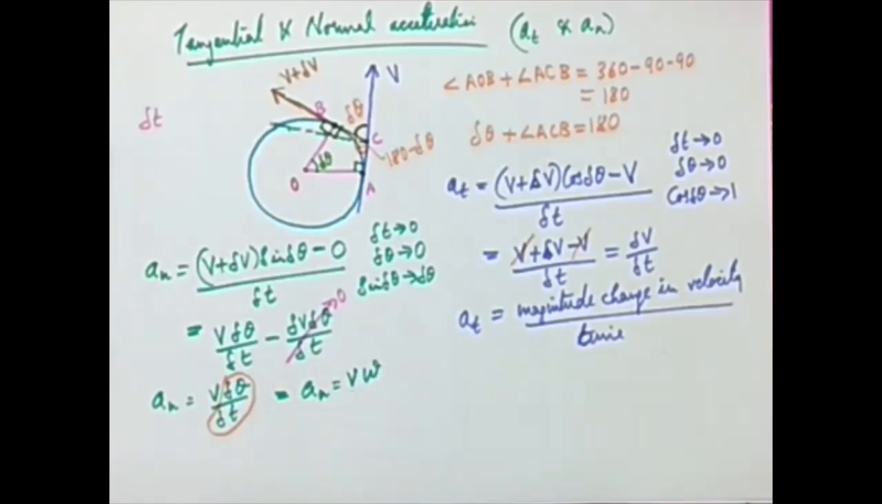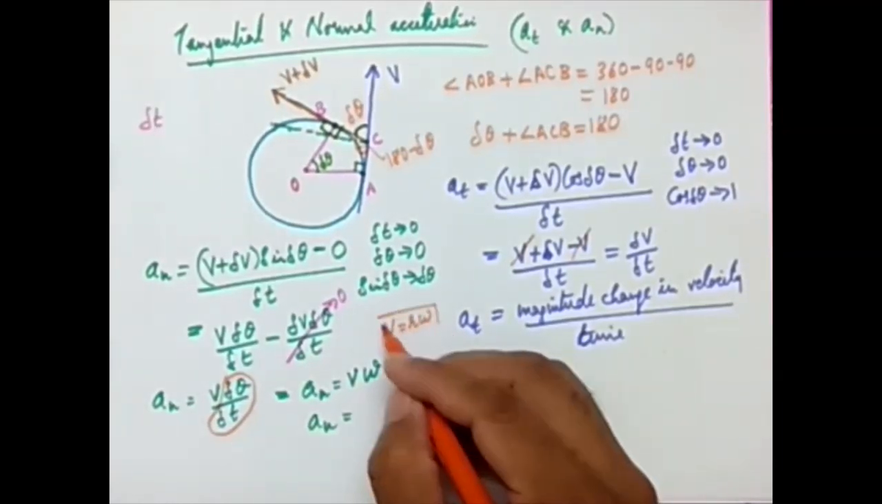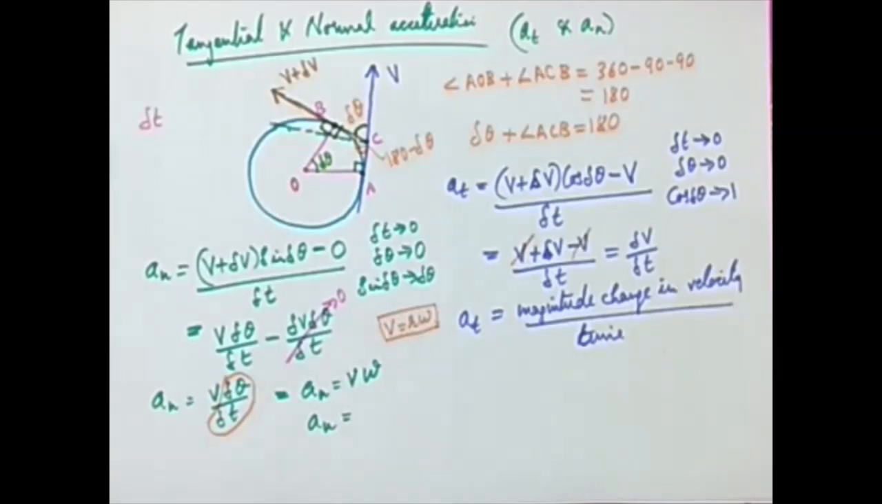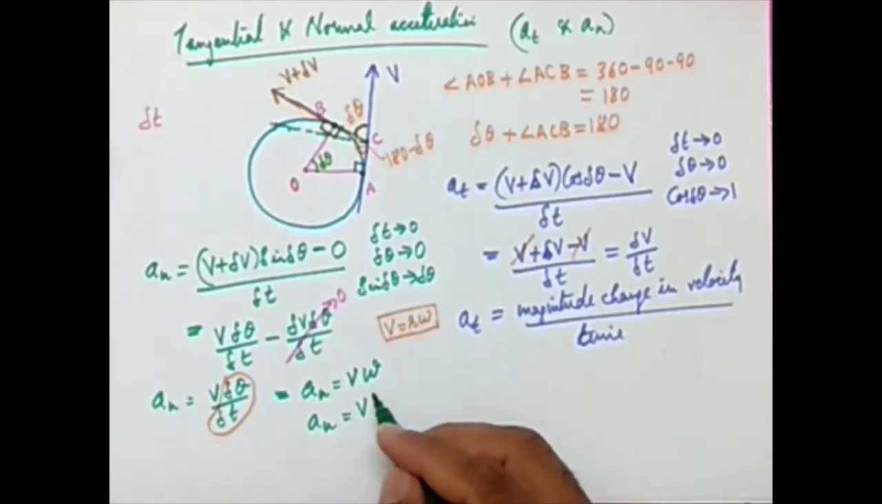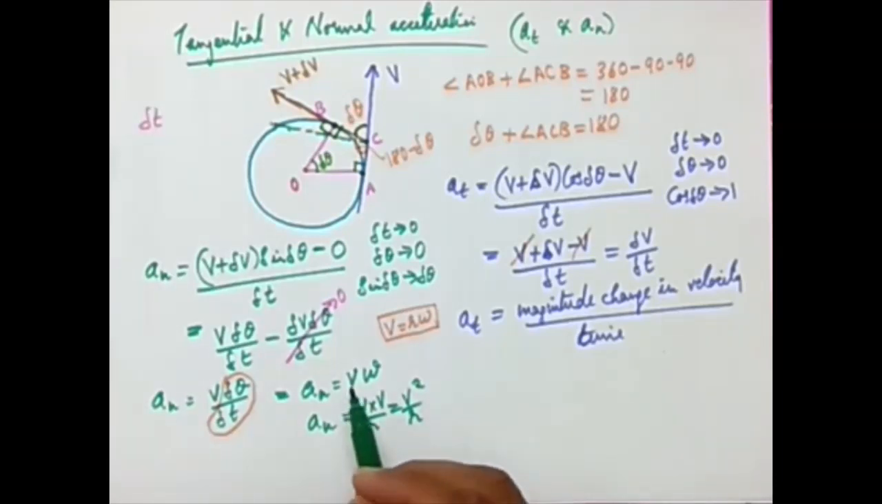Okay, an equal to v omega, or else you can write an equal to, what is the relation between v and omega? Earlier we have seen that. What is v? v equal to r omega, that we have seen in the previous lecture, how we got this one. So we can substitute omega as v by r. So this becomes v times v by r, that is v square by r. These are all the expressions for the normal acceleration.